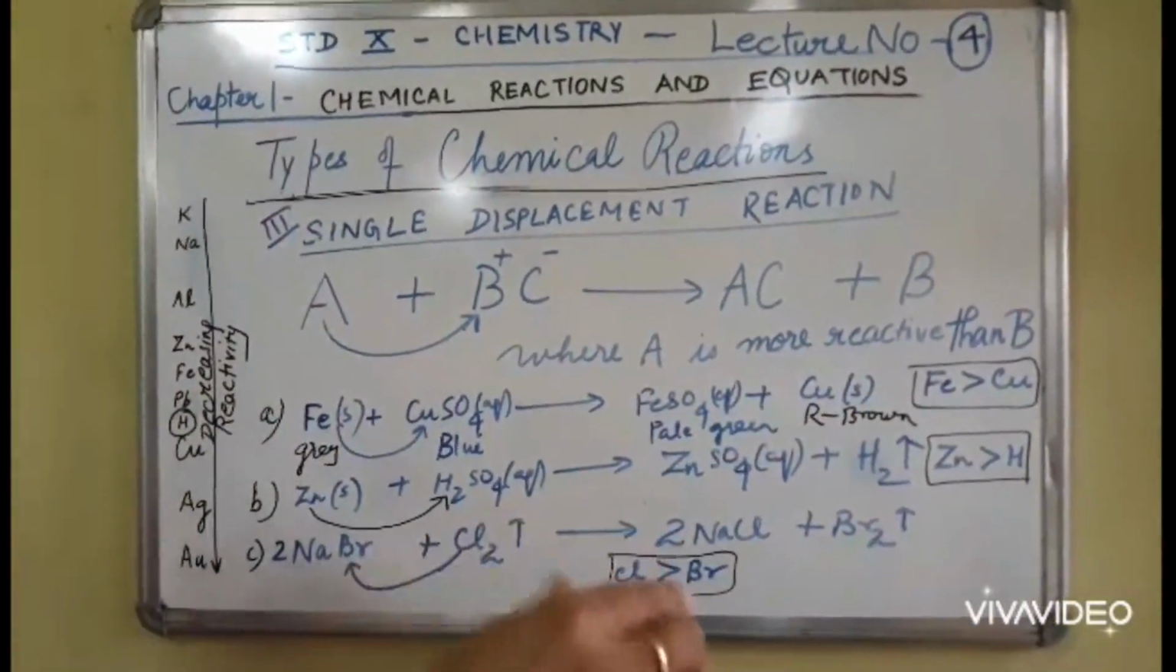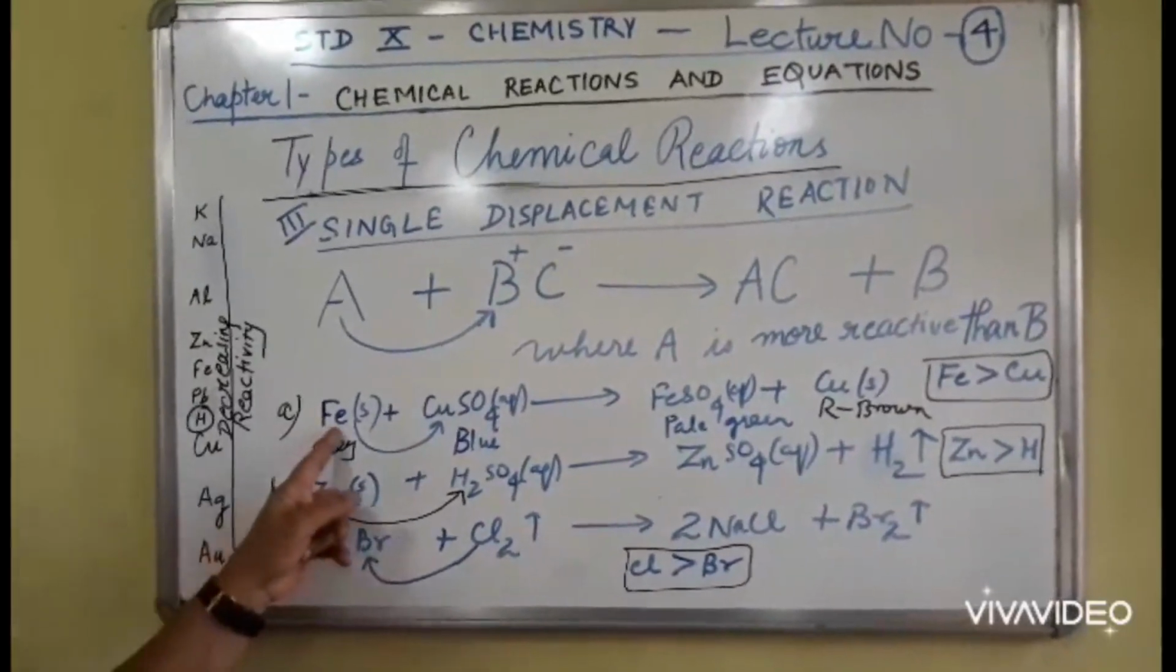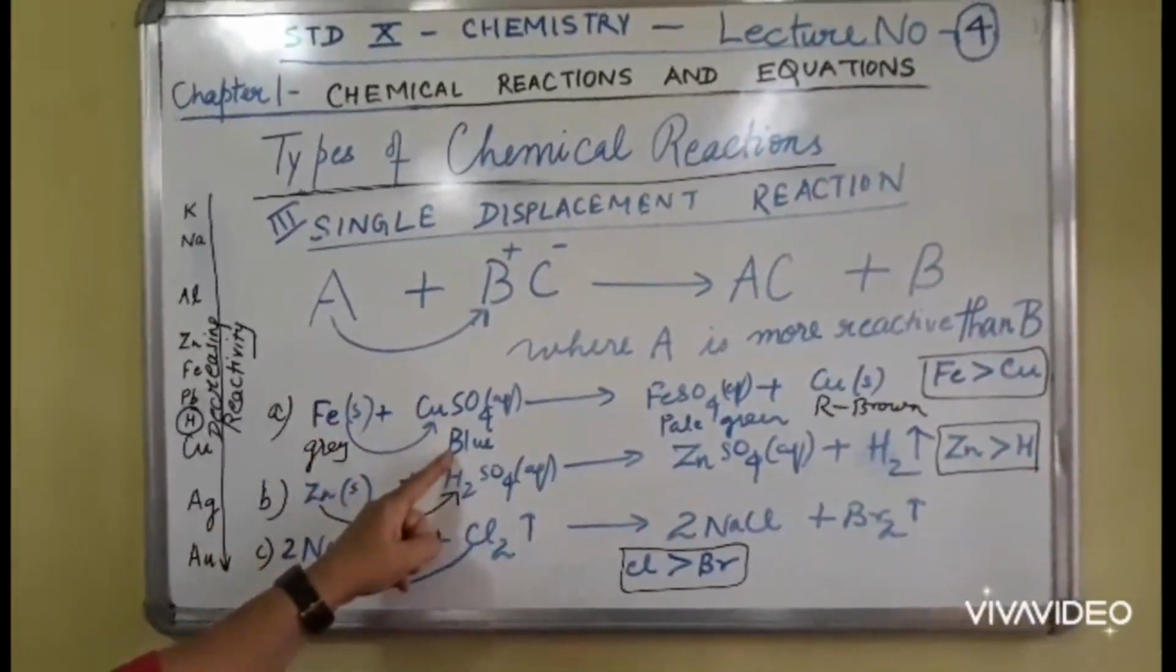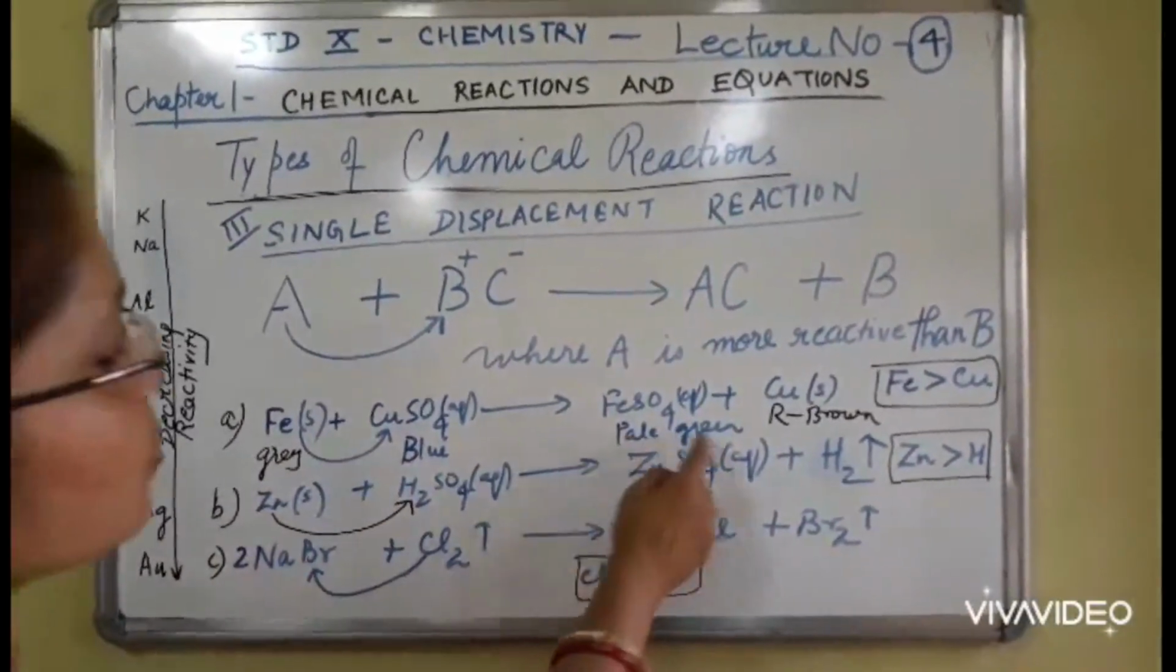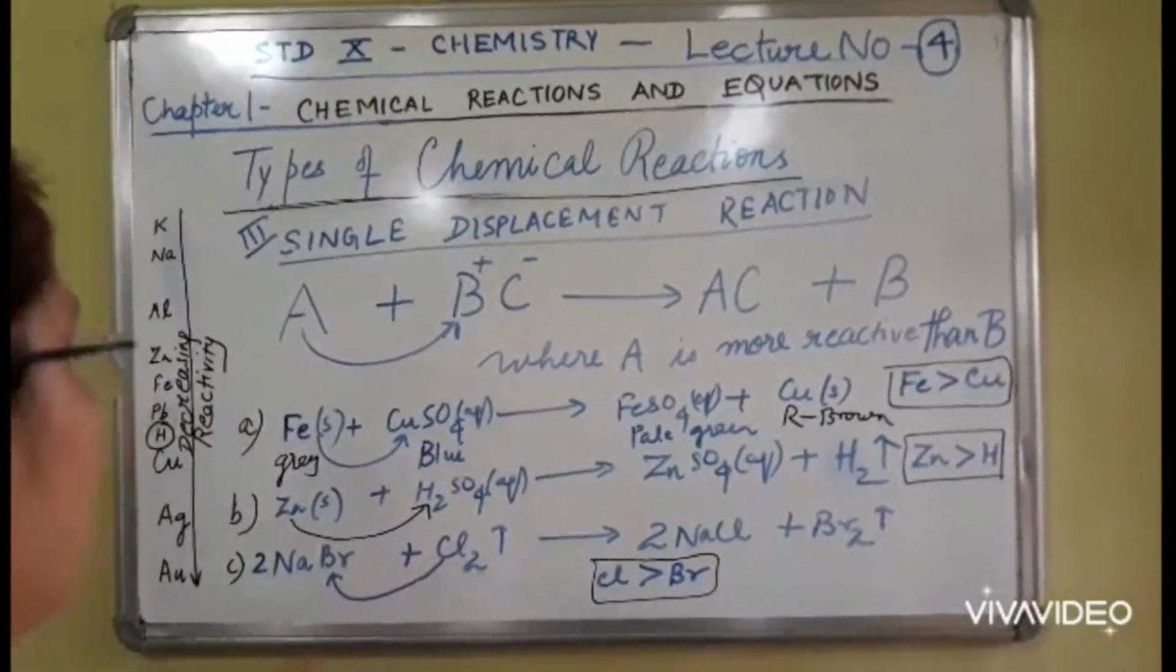When you shake the test tube, the copper drops down. I am talking about grey iron nail. And copper sulfate, which is blue, after some time the color changes to pale green due to formation of ferrous sulfate. We show this to you in the lab.